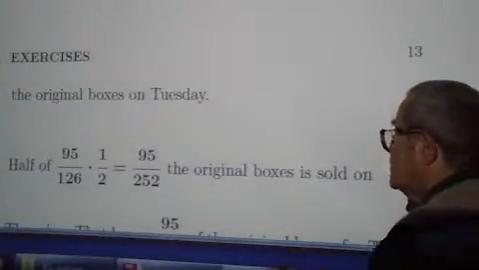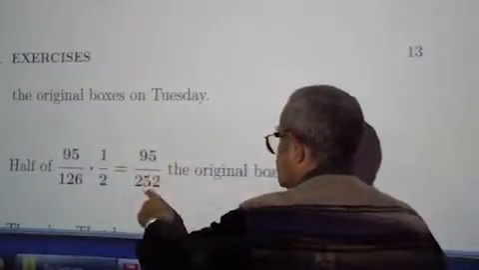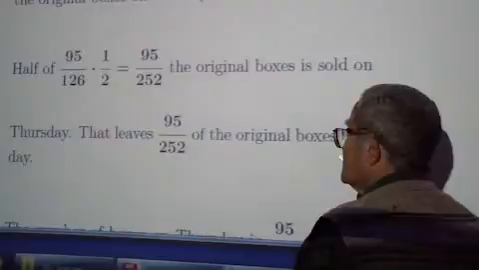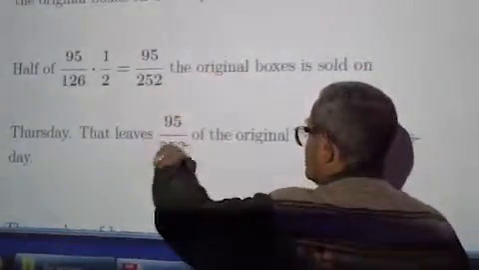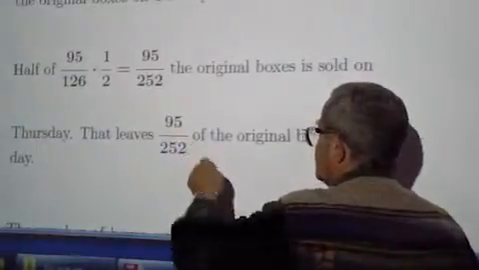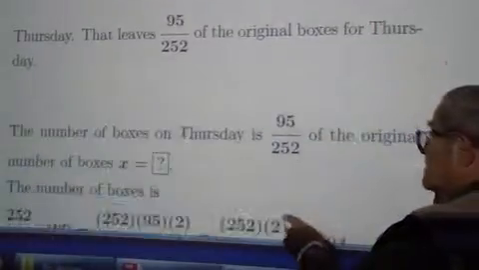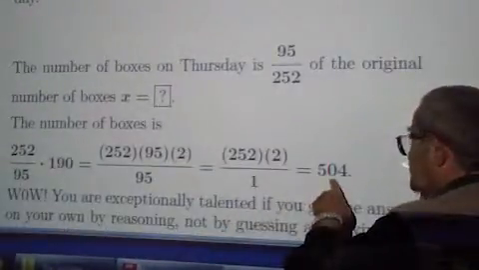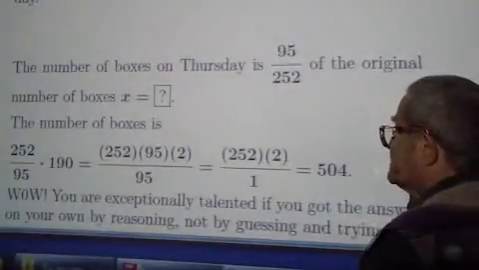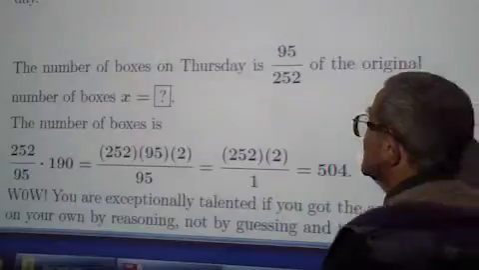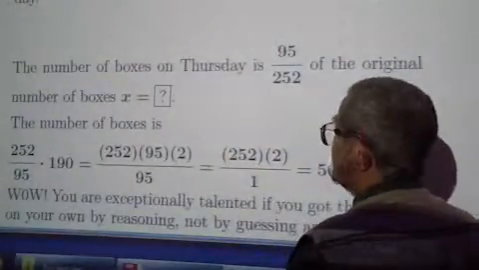Then half of those are sold on Wednesday. So half of that is 95 over 252. We remove that and we are left with the other half. The other half is 95 over 252. And that, we are told, is 504. Okay? So now we have to work out what x is. And how did I find x?